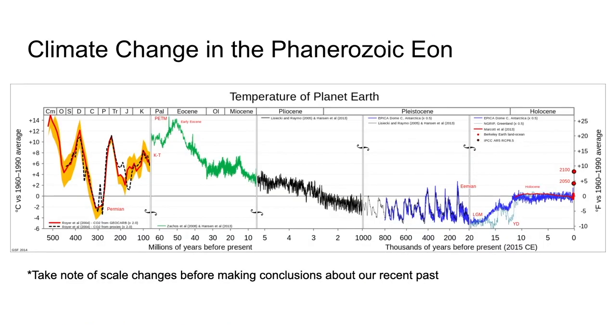If we want to look at climate change over a long period of time, we can look at the Phanerozoic era, which goes from a little over 500 million years ago with the Cambrian explosion all the way through to the present. And we can see the changes in temperature over that time brought to us by our paleothermometers.